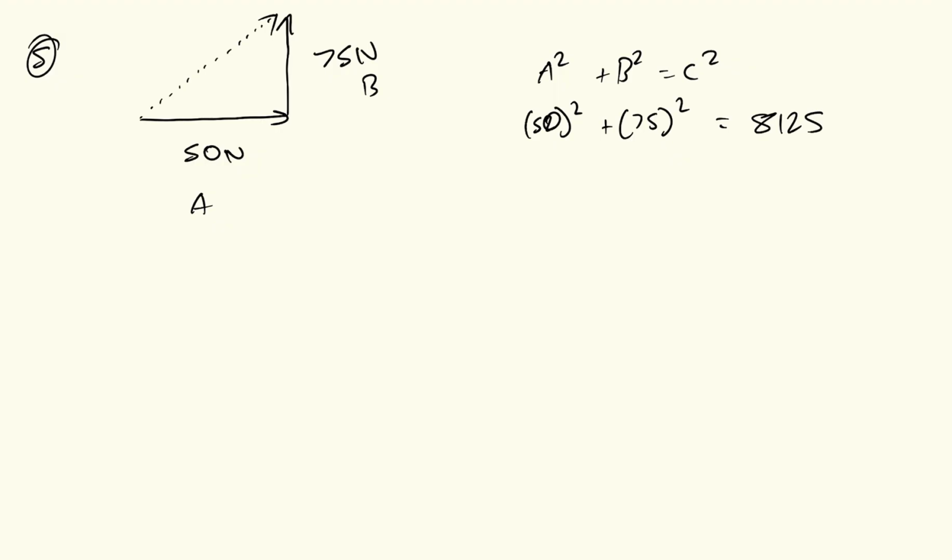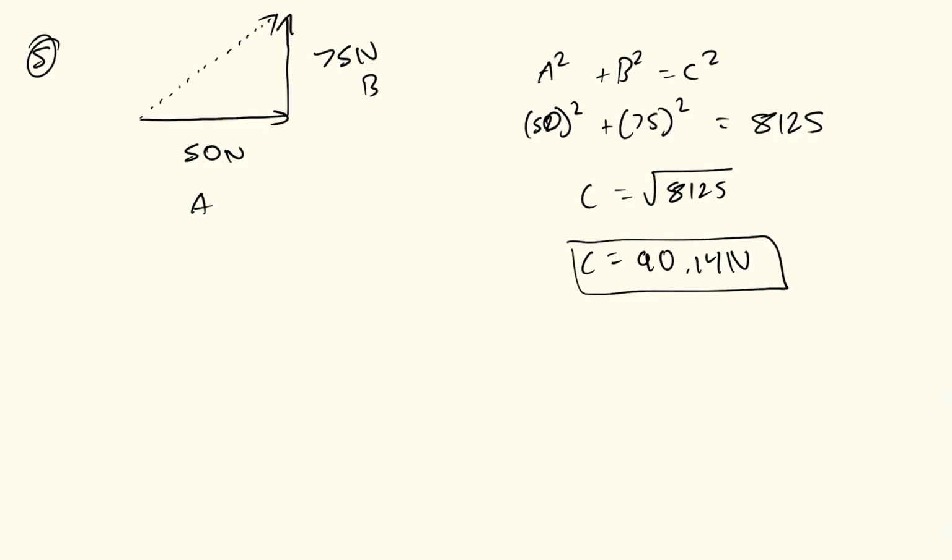Now we don't want c squared, we want the c value. So to get that, we simply have to square root it. The square root of 8,125 is equal to 90.14 newtons. But then we still have the angle that we can solve for.